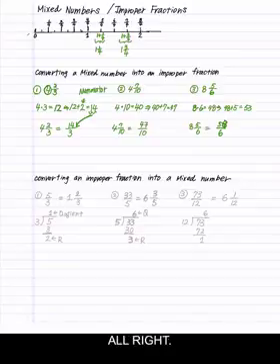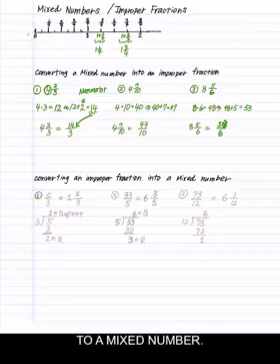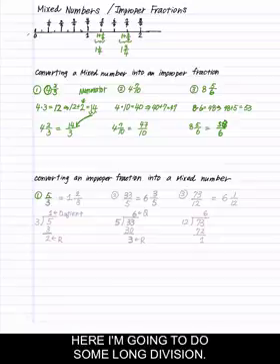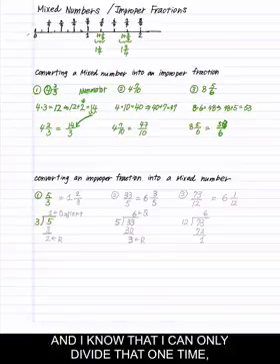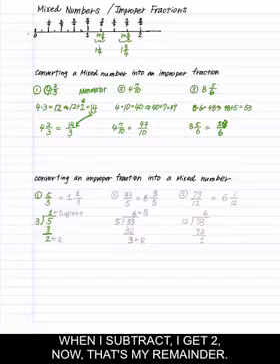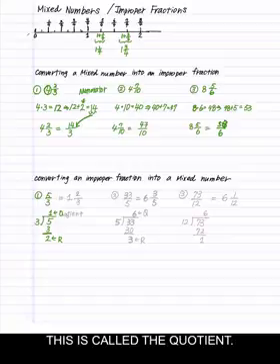All right. So next up, we're going to convert an improper fraction to a mixed number. We're going to start with 5/3. Down below here I'm going to do some long division. I'm going to divide that out. I know that I can only divide that one time, so 1 times 3 is going to give me the 3. When I subtract, I get 2. Now that's my remainder. Use a capital R usually. This is called the quotient.